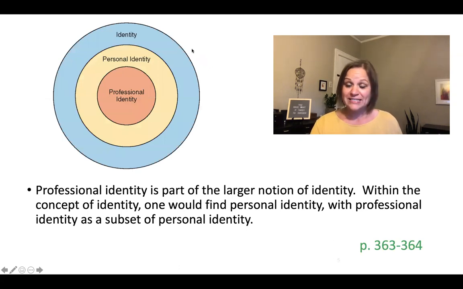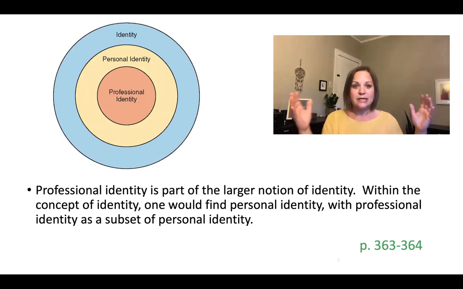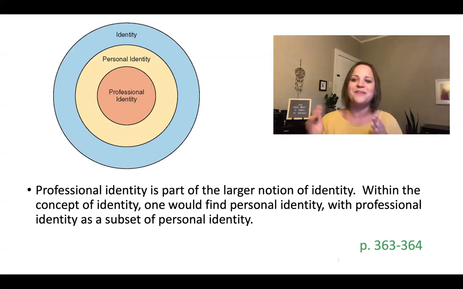And your professional identity as a nurse is part of a larger notion of who your identity is. And so we have this identity of who we are, which includes our personal identity as well as our professional identity. And they start to kind of intertwine a bit as we grow into this identity.